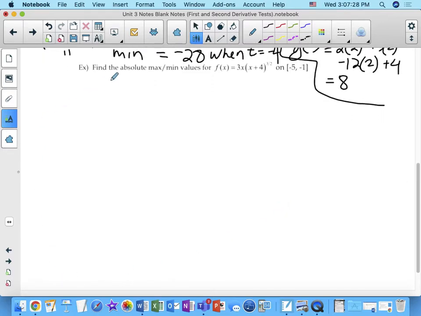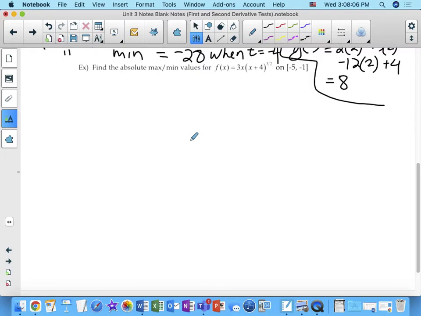All right, guys, this is our last one. Find the absolute max and min values for f of x equals 3x times (x plus 4) to the 3 over 2 on the interval negative 5, negative 1. Okay, so we've got to do the same thing. We've got to find out where in this interval the derivative is 0, figure out the value of the function at those points, and then also figure out the value of the function at the endpoints. That is what we're going to do.